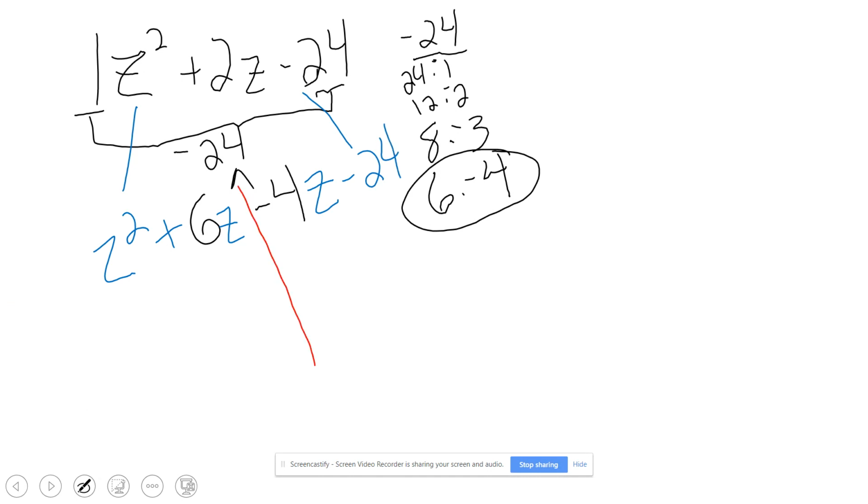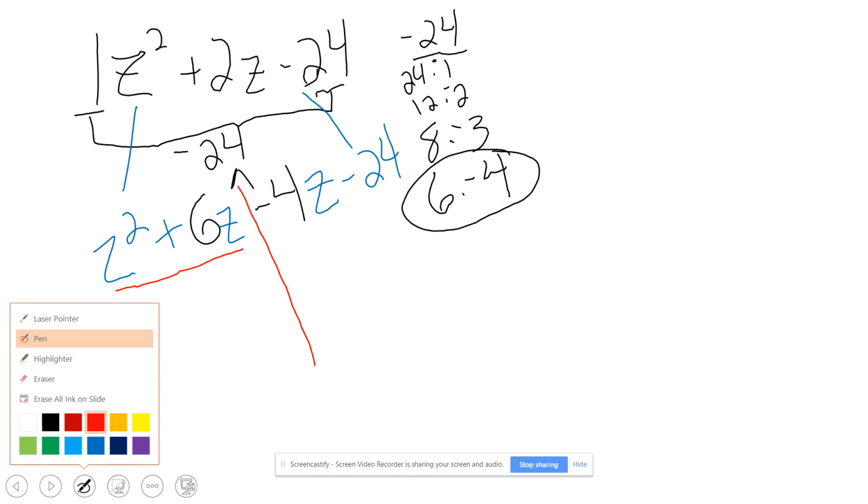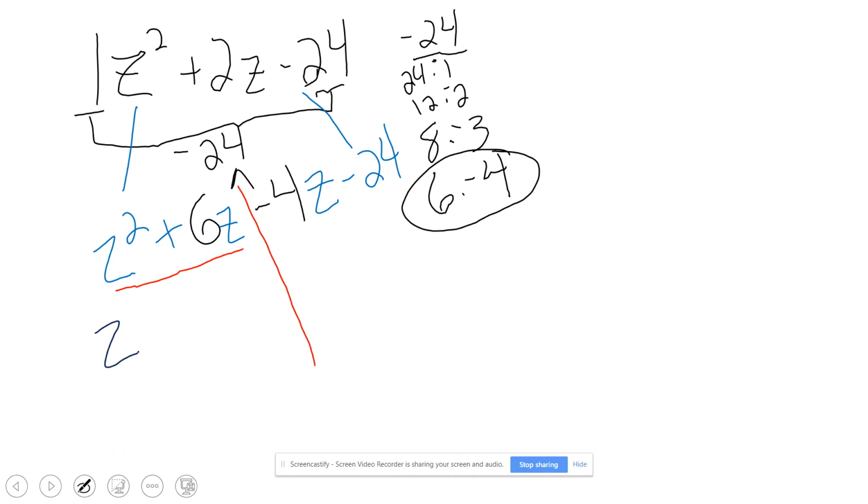We're going to split that in half. Our common factor on the left side over here is going to be z. When we divide z squared by z, we get z plus, divide 6z by z, 6. The next part starts with subtraction, so that's the next thing we write. The common factor between 4 and 24 is 4.